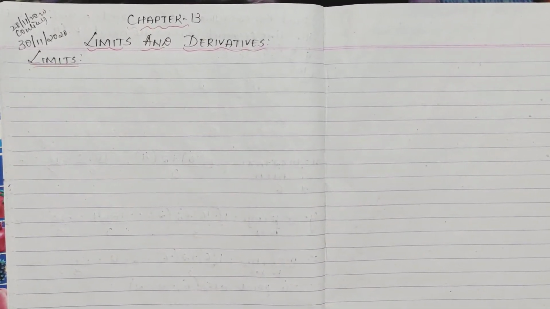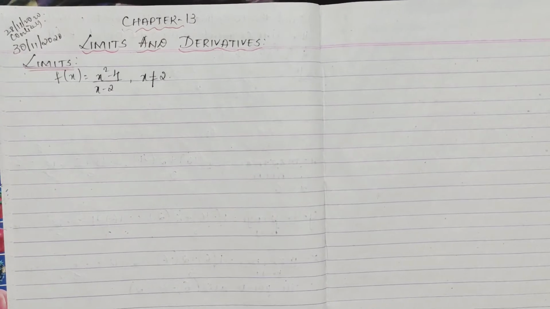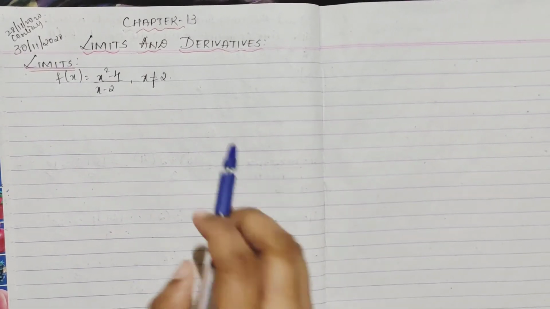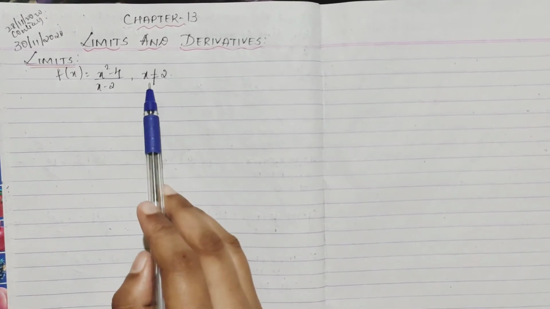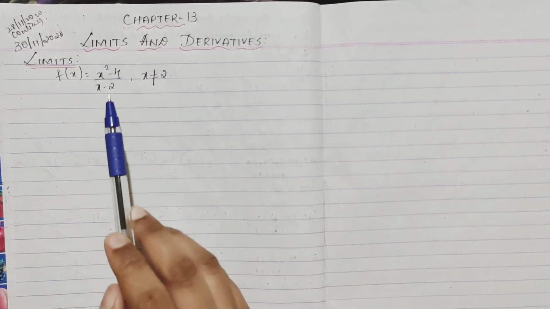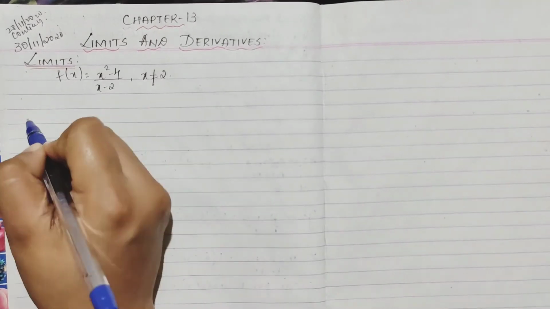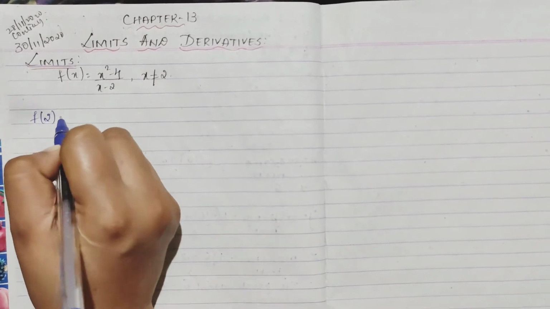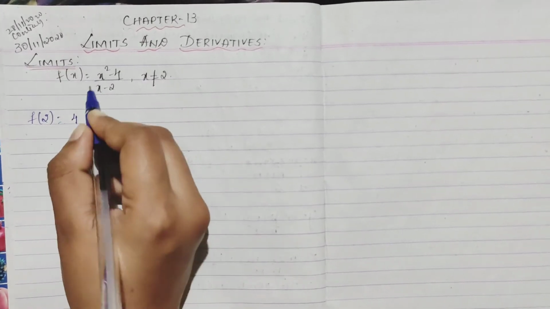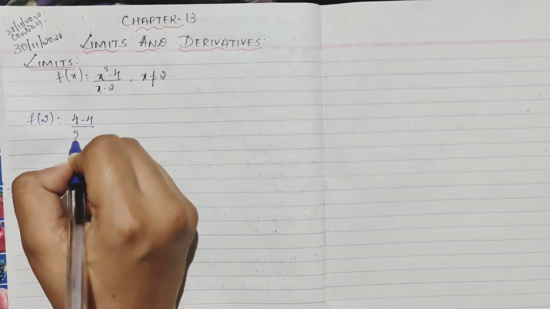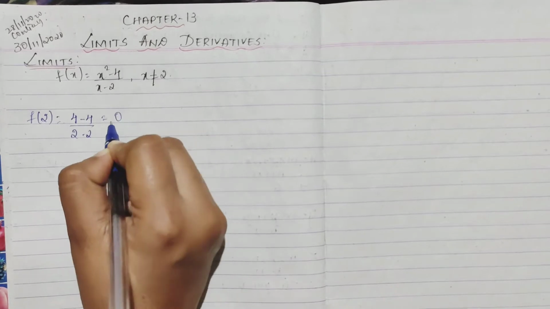But how is it used? Now we will take an example. f of x is equal to x square minus 4 divided by x minus 2, where x is not equal to 2. Suppose x is equal to 2, what will you get? f of 2, if I place 2 in place of x, this becomes 2 square, that is 4, minus 4, over 2 minus 2. So you are getting 0 by 0.